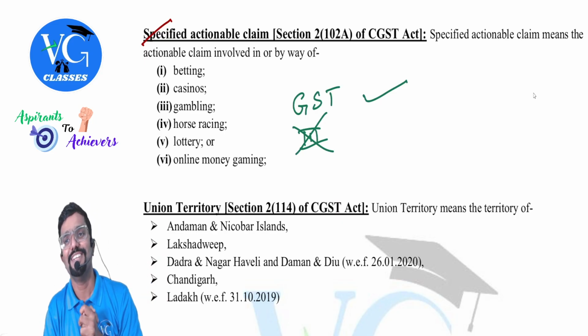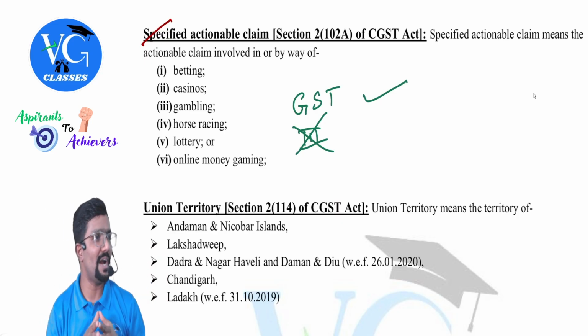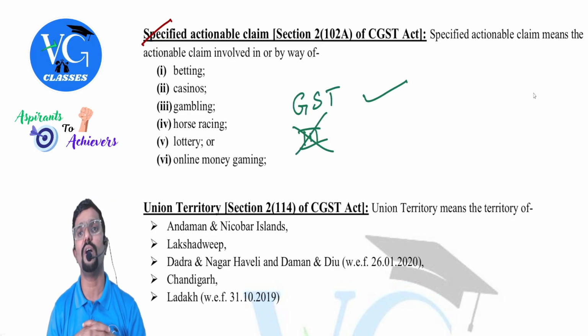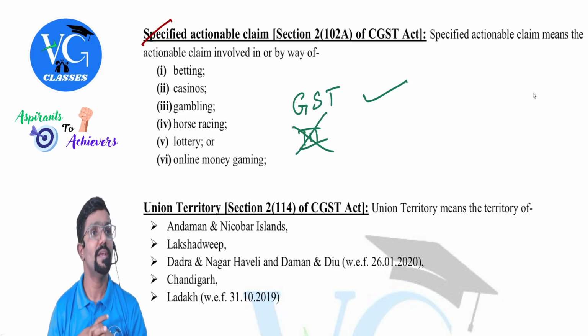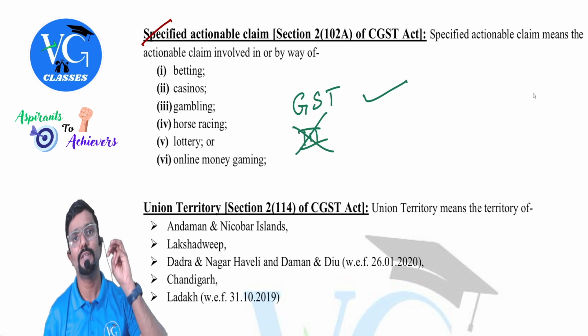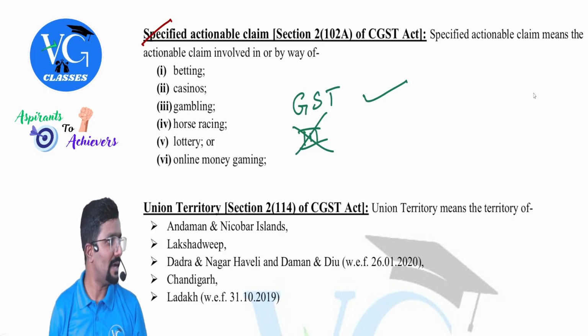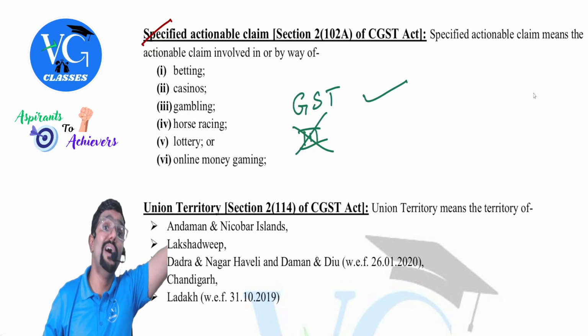Sir, what is specified actionable claim? List is here. I can connect it to casual income under income tax. Do you guys remember? Anything earned from this is what, guys? Casual income under income tax, which is taxable at the rate of 30% as per Section 115BB or BBJ. Got it? Yes. And that was for the person who earned it.